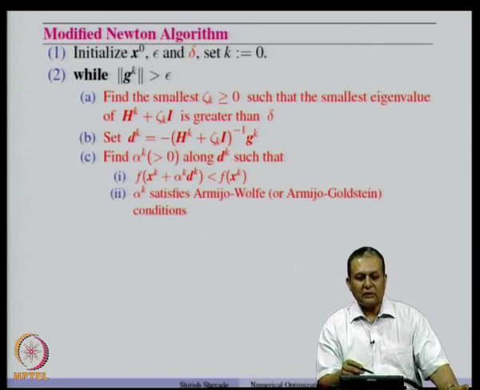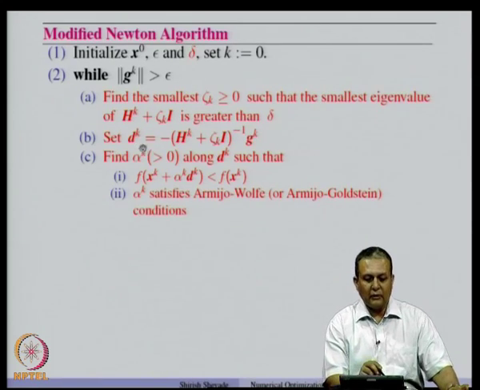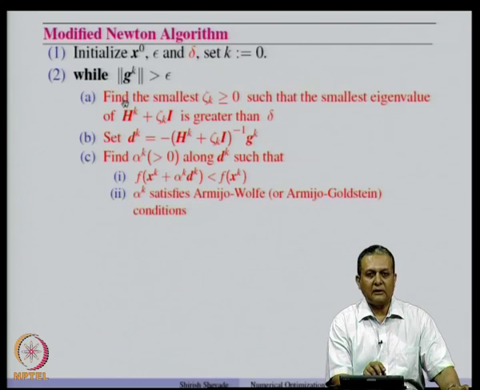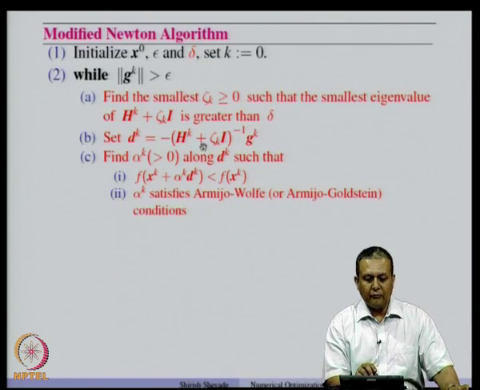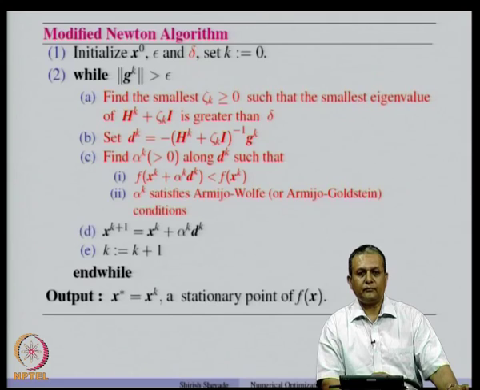So, compare this now with the classical Newton algorithm that we have seen. This step was not there in the classical Newton algorithm. Here in the classical Newton algorithm, we use d k equal to minus H k inverse g k. Then the step length determination procedure was not there in the classical Newton algorithm, because we chose alpha k to be 1.